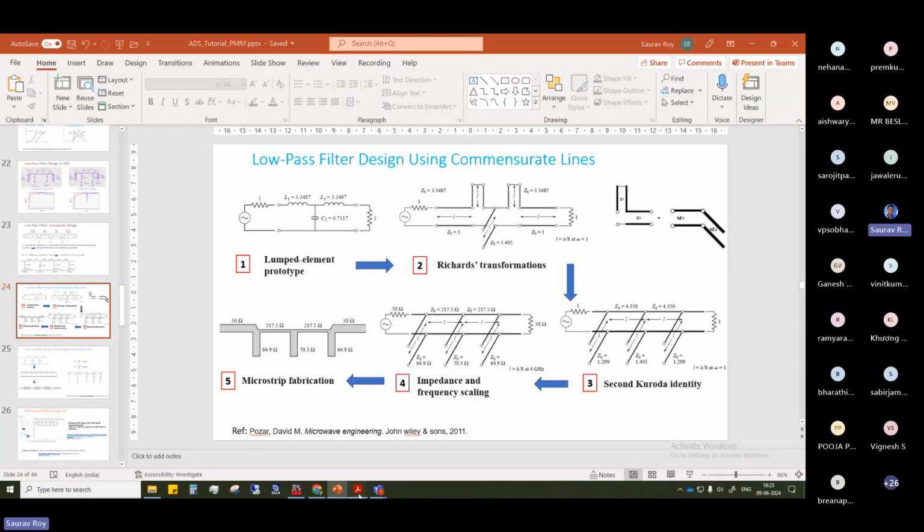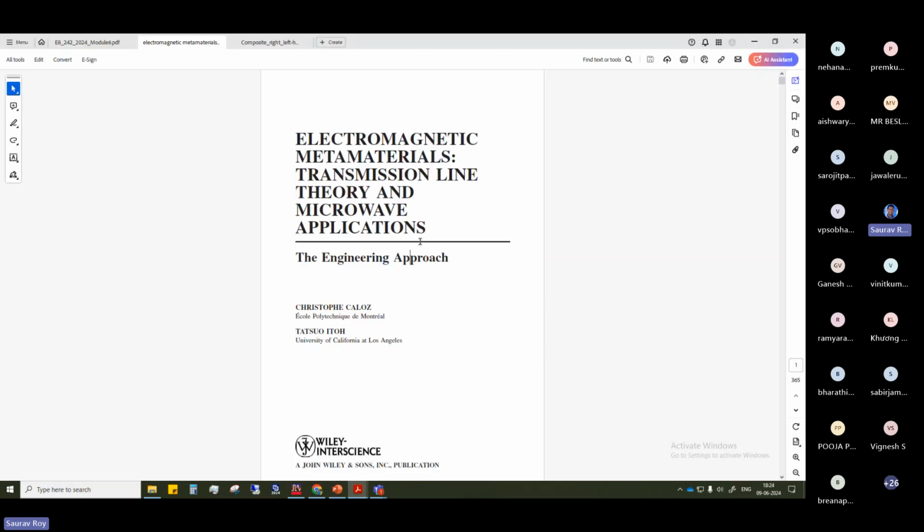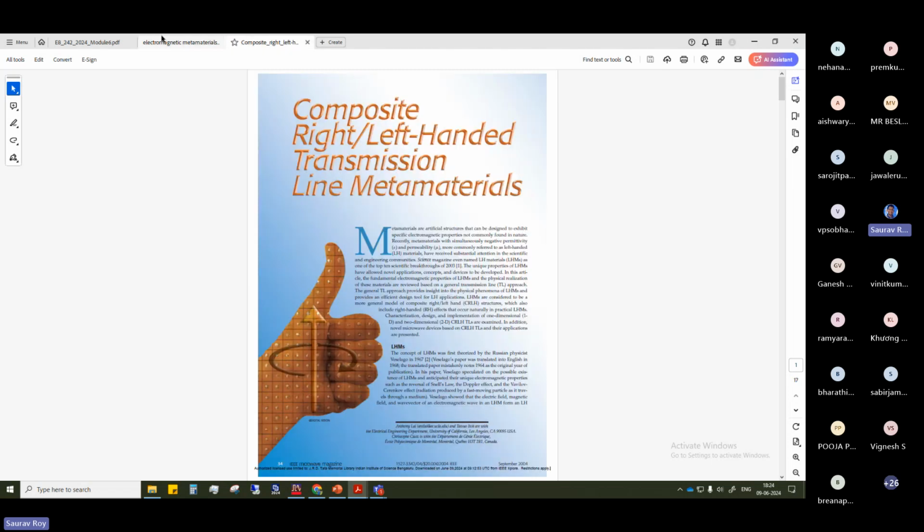Okay, so now coming back, I'll show you another interesting material, this book. This book is written by Dr. Kalos and Dr. Ito. They have done most of the pioneering works on the CRLH line, and this book is written by them: Electromagnetic Metamaterials, Transmission Line Theory, and Applications. They give the whole design approach. It's not a big book, only 365 pages. You can also look into it if interested. Otherwise, this paper is okay.